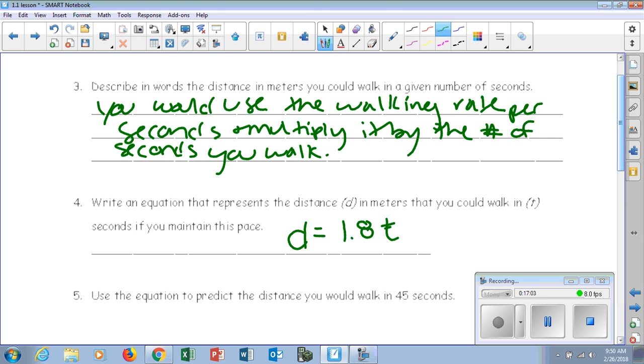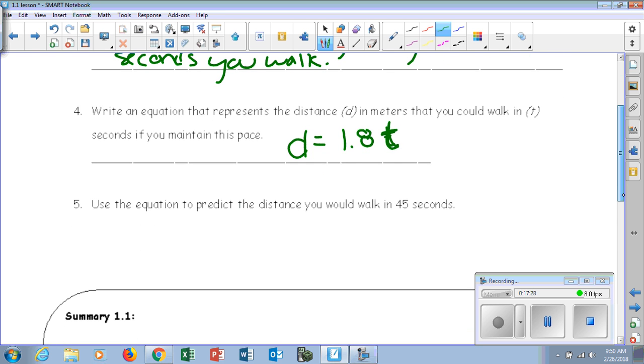So that's really what we were doing on the front. We did 1.8 times 30 to get how far we walked in 30 seconds. We did 1.8 times 600 to see how much we walked in 10 minutes. We did 1.8 times 3600 to see how much we walked in 1 hour. We did all of that. We found that our constant rate of change is 1.8, which is what we use. So we can plug anything in for our t here to find that.